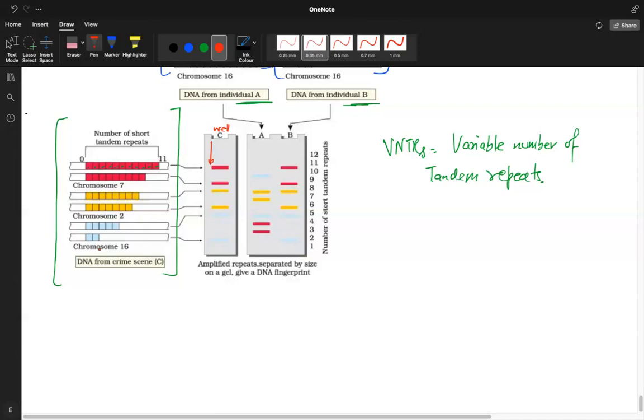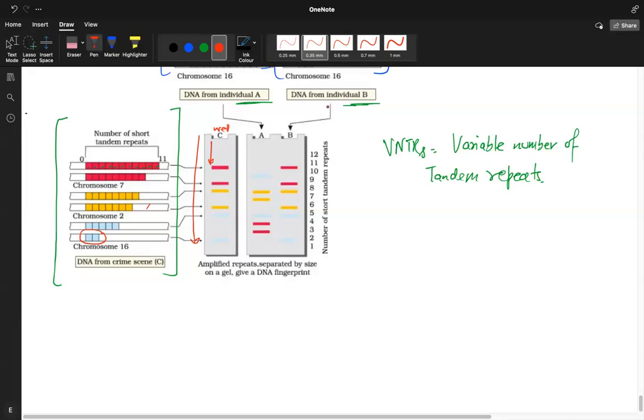Which is the smallest one? On chromosome 16, there are just 2 repeating units, 2 tandem repeats. That is the smallest, so this will go the farthest from the well. Make sense? They have arranged it in the order of decreasing size. So you also see the pattern like that. Make sense, everyone?